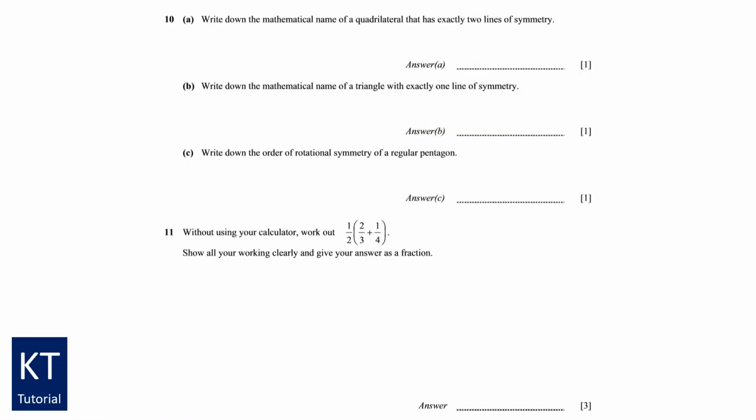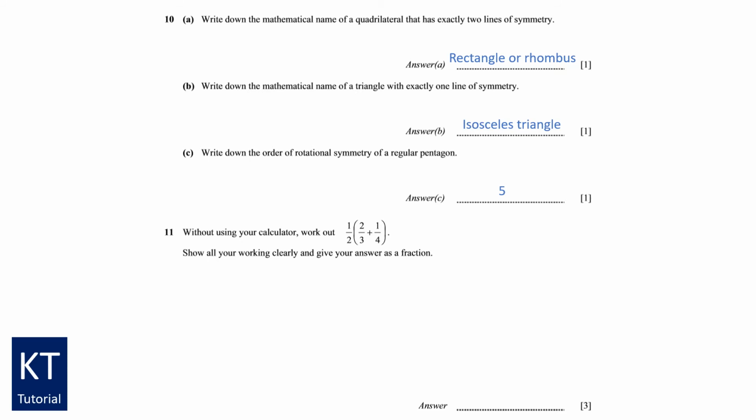Question 10a. Write down the mathematical name of a quadrilateral that has exactly two lines of symmetry. It can be either the rectangle or the rhombus. Next, write down the mathematical name of a triangle with exactly one line of symmetry. This is the isosceles triangle. Next, write down the order of rotational symmetry of a regular pentagon. Being a 5-sided polygon, the answer is 5.